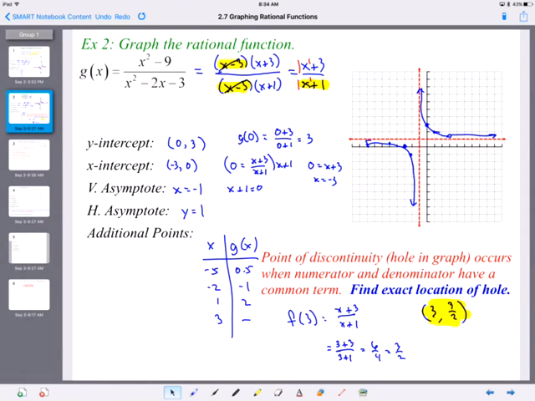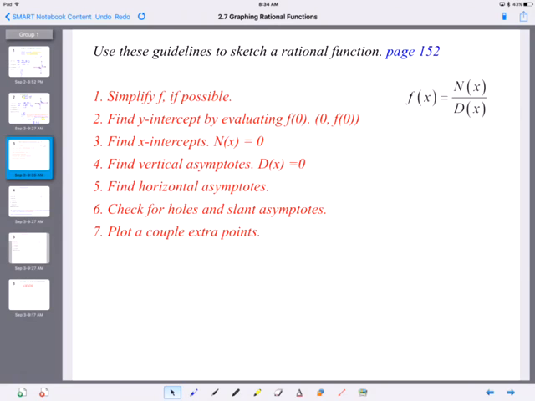And so here are some guidelines that you can use to sketch a rational function. They're on page 152 in your textbook. It's really just the process that we just went through. We want to make sure that the function is simplified if possible. That has to happen on step 1. Once you do that, you can find your intercepts. Then you can find your vertical and horizontal asymptote. You check for holes and slants. We haven't talked about slant asymptotes yet. And then we're going to plot a couple extra points.